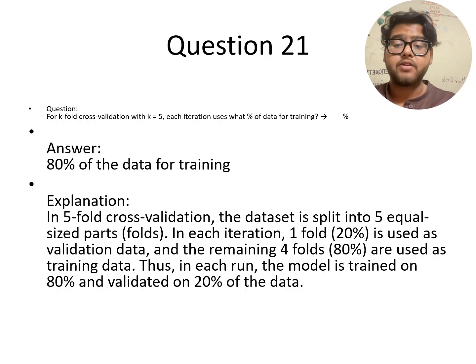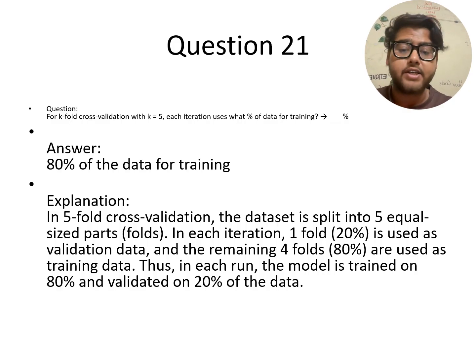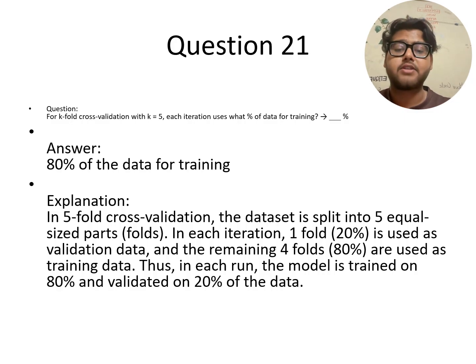Question number 21. For k-fold cross validation with k equal to 5, each iteration uses what percent of data for training? So the answer is 80% of the data for training. In five-fold cross validation, the data set is split into 5 equal sized parts. In each iteration, one fold is used as validation data and the remaining 4 folds are used as training data.